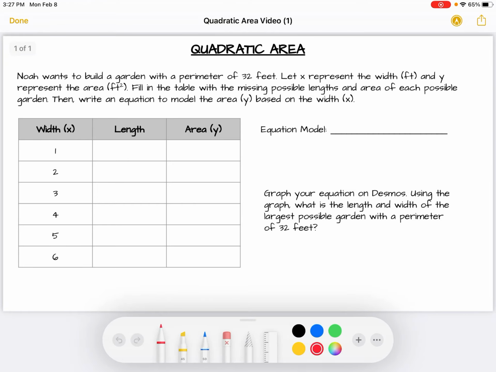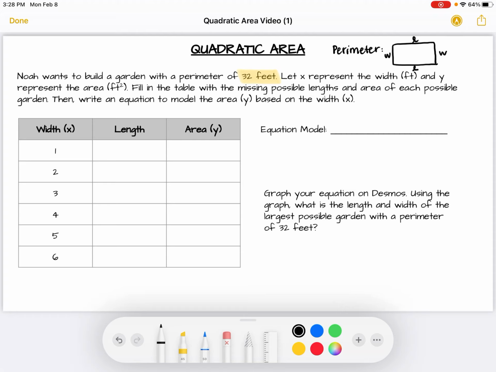So the most important piece of information we have here is that he wants to build a garden with a perimeter of 32 feet. So that means that our fixed perimeter is 32. Fixed means that the perimeter of every single option needs to be 32. So remember, perimeter is what we get when we add up all of the lengths and widths. If I have a rectangle, I get my perimeter by adding up both widths and both lengths, okay?